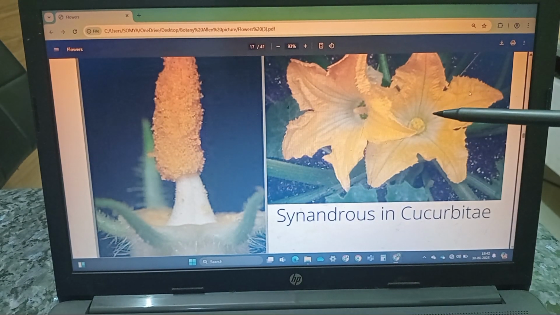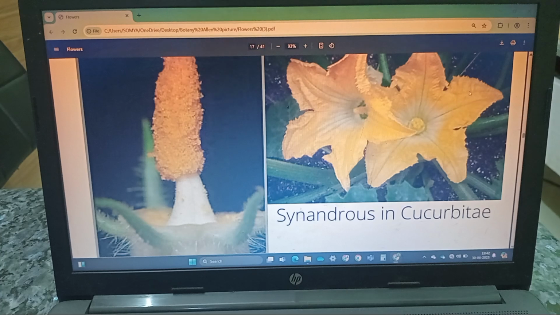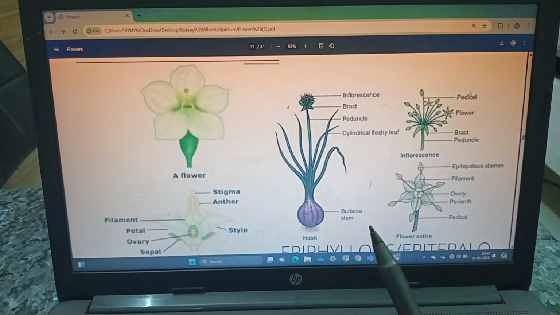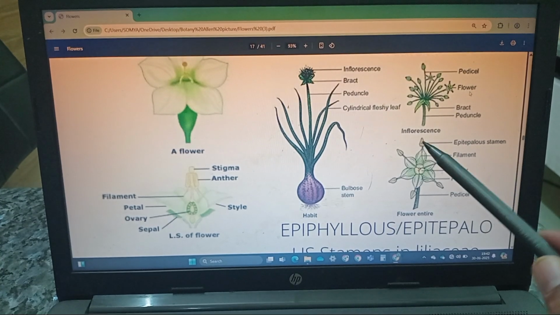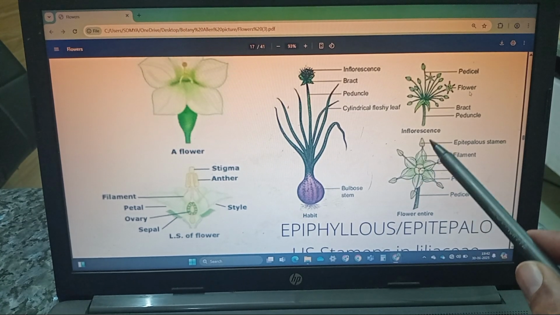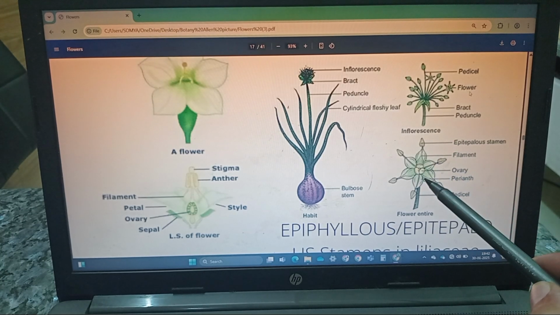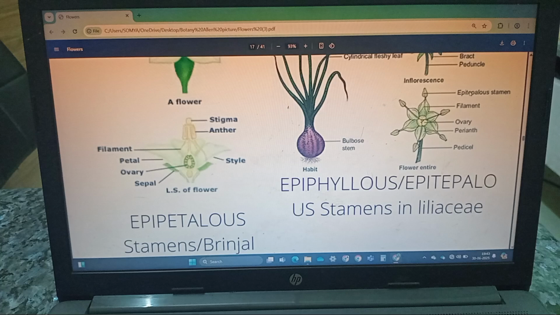In the Cucurbita family the flowers are monoecious. This is a female flower, this is a male flower. If the stamens are attached to the petals, we call it epipetalous condition. When they are attached to the perianth, we call it epiphyllous condition. In the lily flower, there are stamens and they are attached to the tepals. There are no sepals and no petals; there are tepals present in the lily. So this is epitepalous condition found in the lily and onion.